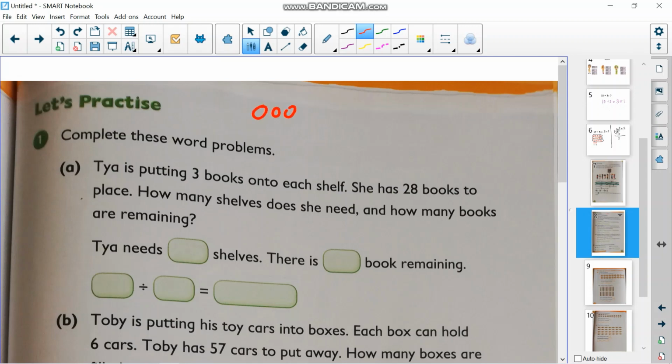1, 2, 3, 4, 5, 6, 7, 8, 9, 10, 11, 12, 13, 14, 15, 16, 17, 18, 19, 20, 21, 22, 23, 24, 25, 26, 27, and 28. Now we're going to circle groups of 3.